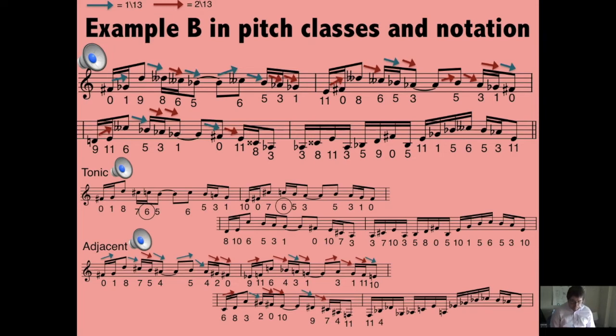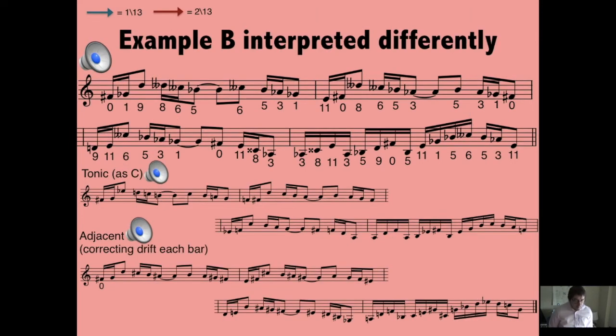And just like we talked about before, you can see that these pitches don't add up in the arpeggiations, which is why we don't get straight up triads. Now, if we interpret example B a little bit differently, we can also try starting on the tonic as C, and I think this is a little bit more convincing.